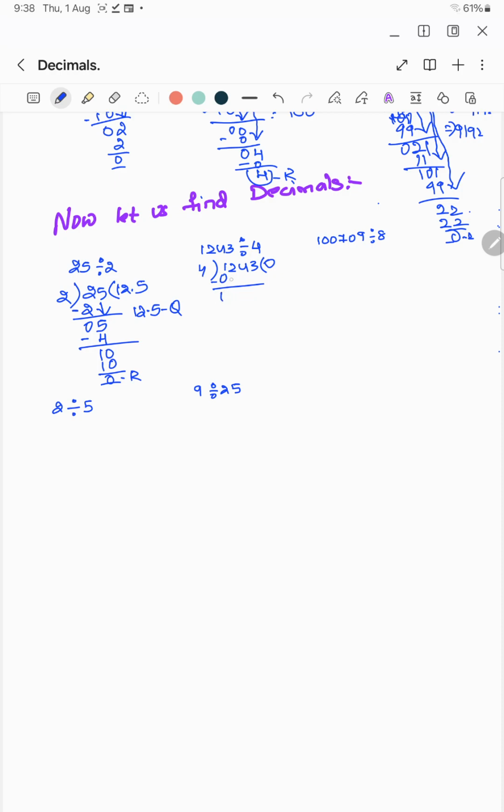1 minus 0 is 1. Carry a number. If you carry a number, then find the multiple of 4 which is less than or equal to 12. So 4 into 3 equals 12, and this is 0. Next, carry a number here. 4 ones are 4. 4 minus 4 is equal to 0.